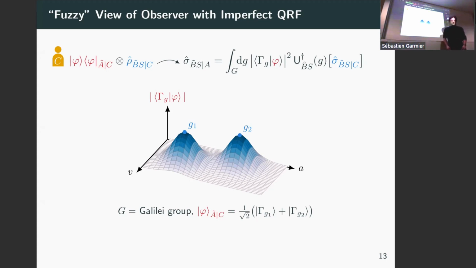So this kind of answers the question. I guess the short intuitive answer is that the point of view of Alice with an imperfect frame is kind of fuzzy, in the sense that it corresponds to a probabilistic mixture of different states.